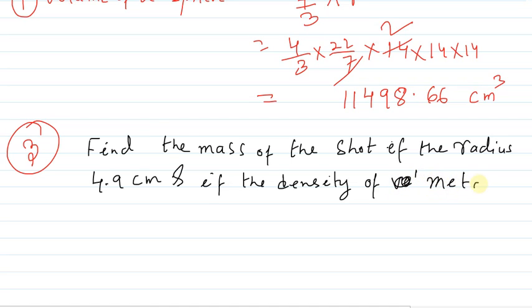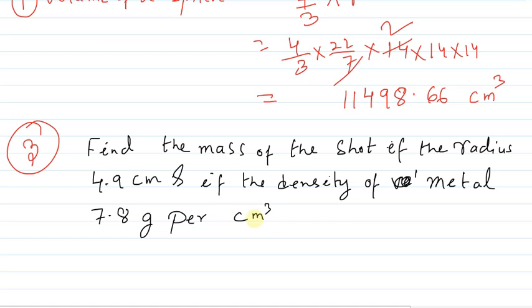7.8. Great. What is the meaning of density? Mass by volume, na? In physics we have done density is equal to mass by volume. Okay, 7.8 what? Gram per centimeter cube. Okay, so this is the question.